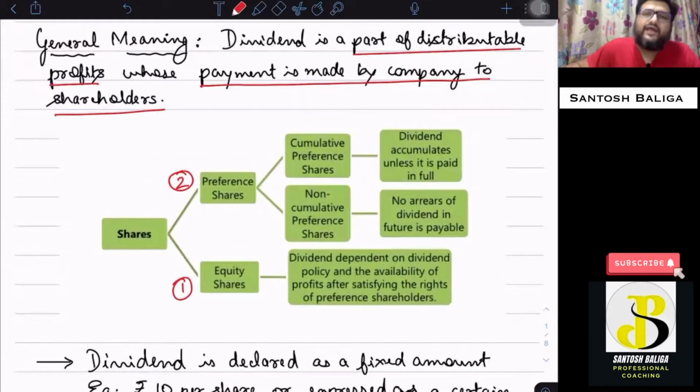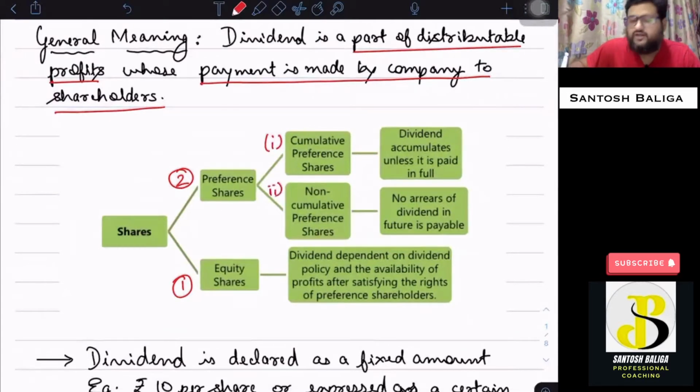So there are two types of preference shares which may be possible. One is cumulative preference share and the second is non-cumulative preference share. In case of cumulative preference share, dividend accumulates unless it is paid in full. And in case of non-cumulative preference share, there will be no arrears of dividend which will be payable in future. Both these points have been covered by me under section 43. Please go ahead, and I have made a separate video for preference share itself where I have covered these points. Please go ahead and refer to those videos.